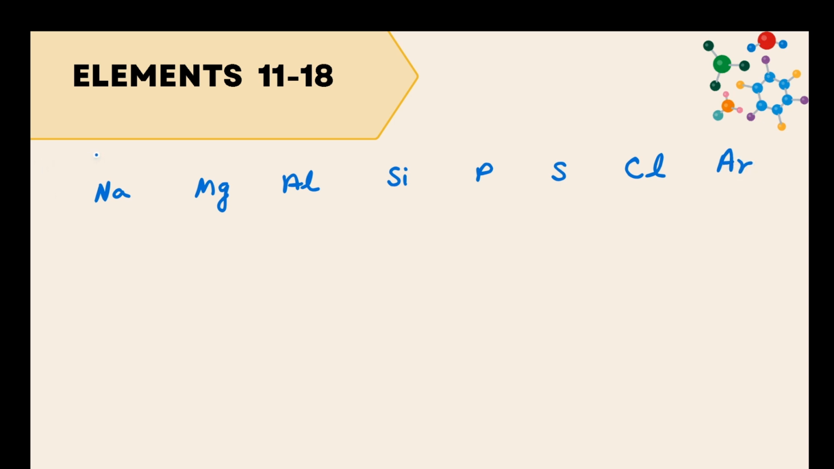Let's write the atomic numbers: 11, 12, 13, 14, 15, 16, 17 and 18. Now we have already seen that in neon the second shell is completely filled. Now the remaining electrons will move to the third shell. So if we see the electronic configuration of sodium, first shell is 2, second shell is 8.